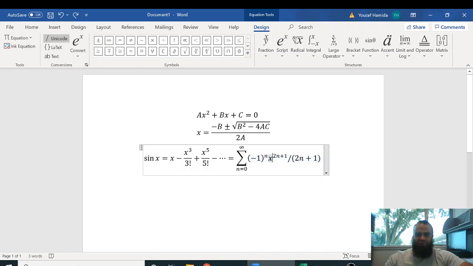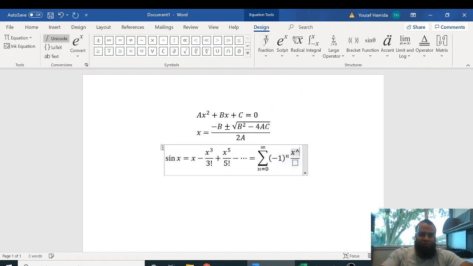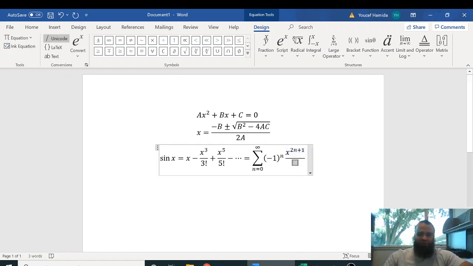Let me even delete this. I don't want this whole thing. I can use the fraction also. Here it is. Here's the fraction. So I have x to the 2n plus 1, like so, divided by 2n plus 1, like this. So now I have a really nice looking equation here.